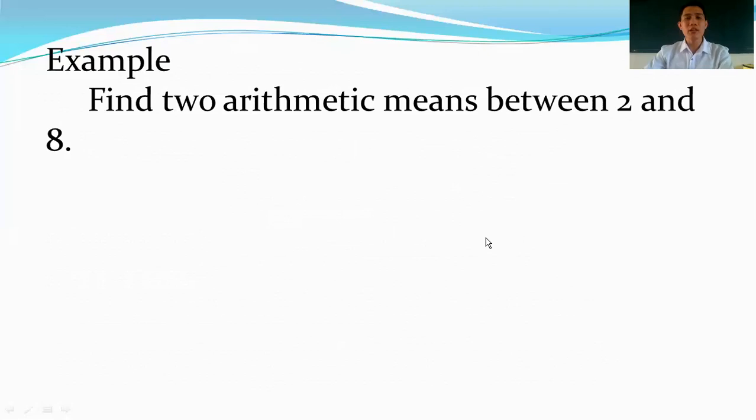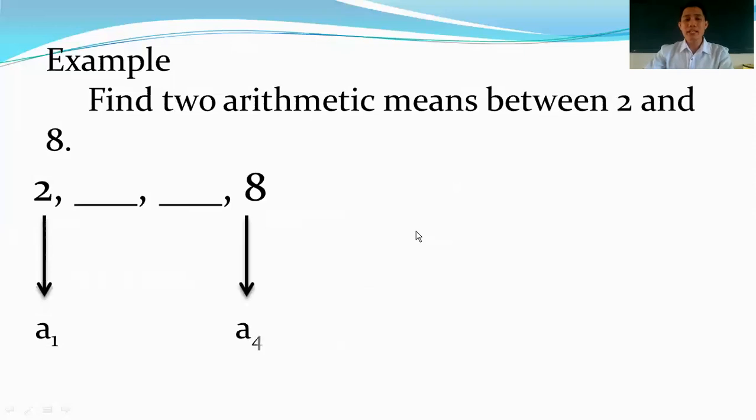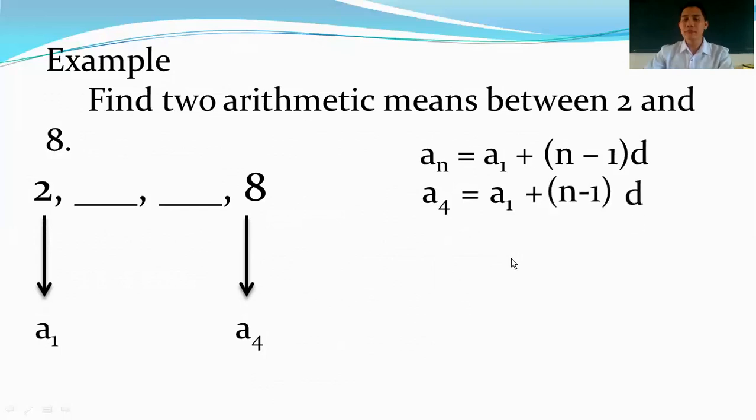First, you need to illustrate the given. We have 2, the first arithmetic mean, the second arithmetic mean, and the given, which is 8. We all know that 2 is the first term, or a sub 1, and 8 is the fourth term, or a sub 4. Again, we will use this formula. For our a sub n, the last term, it is given, which is a sub 4. And then copy the remaining formula.